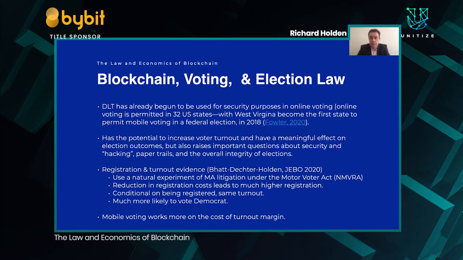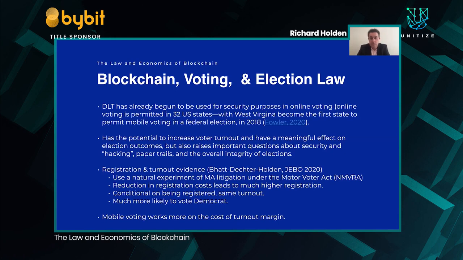Moving on to the penultimate topic I want to touch on, voting and election law. Distributed ledger technology has already begun to be used for security purposes in online voting. So online voting is permitted under some circumstances in 32 US states now, and West Virginia was the first state to permit mobile voting in a federal election in 2018. Now, this has the potential to increase voter turnout and also have a meaningful effect on election outcomes, but it raises important questions about security and hacking and paper trails and the very important issue of the overall integrity of elections.